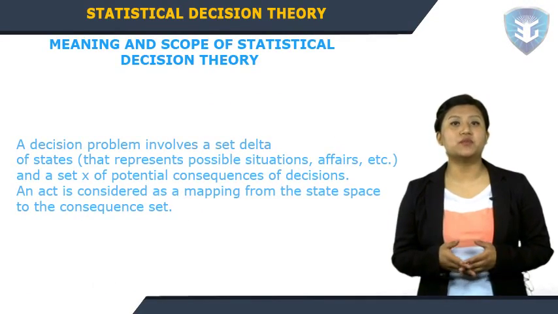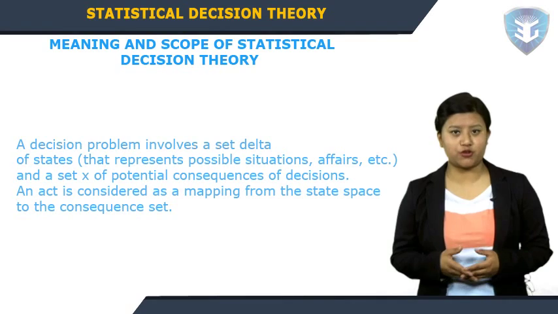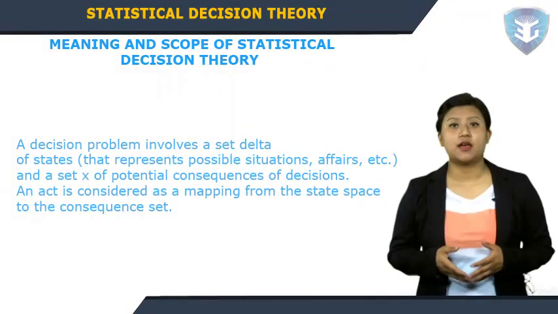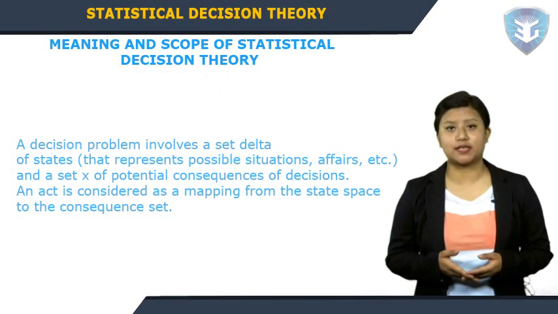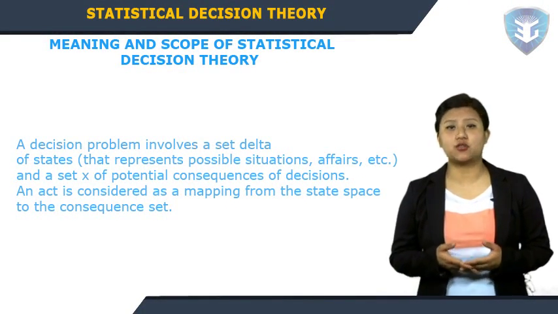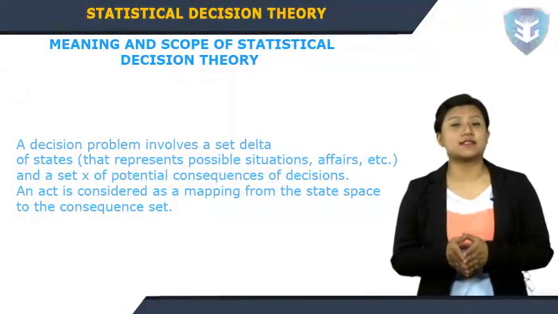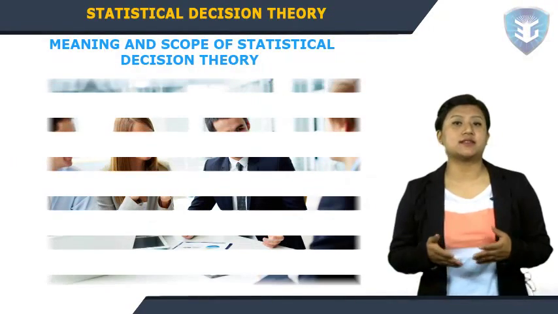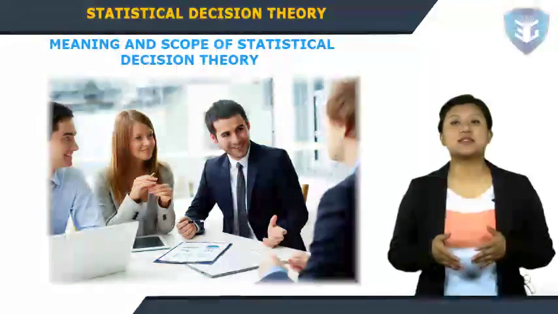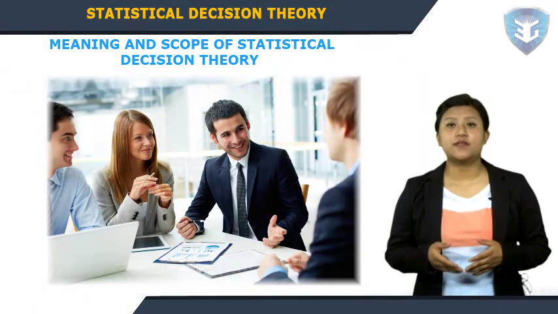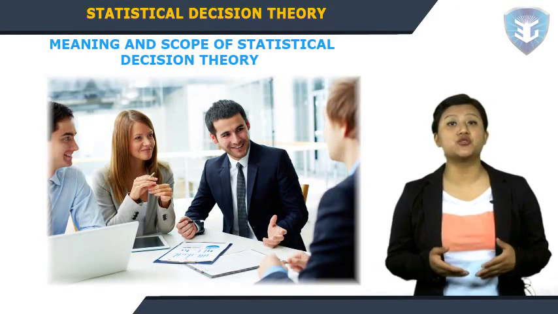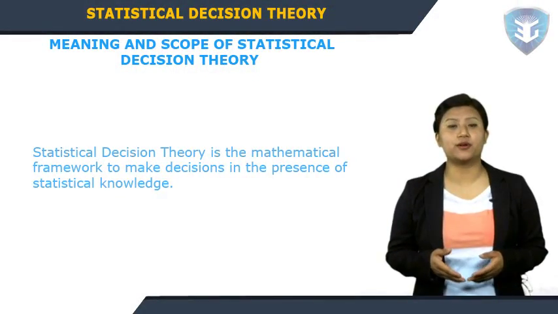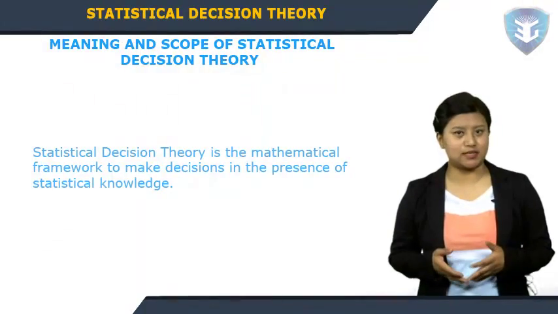Let's now take a look at the meaning and the scope of statistical decision theory. A decision problem involves a set delta of states that represents possible situations, affairs, etc., and a set X of potential consequences of decisions. An act is considered as a mapping from the state space to the consequence set. It is a natural behavior for human beings to make a decision based on earlier experience that could often be modeled as statistics due to the uncertainty. Statistical decision theory is the mathematical framework to make decisions in the presence of statistical knowledge.